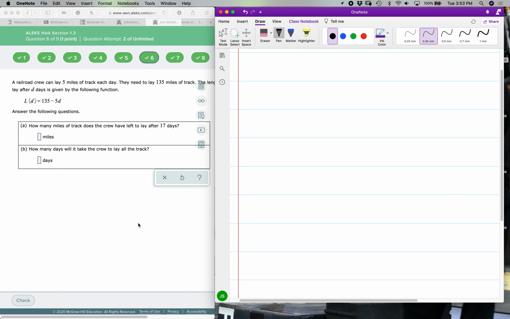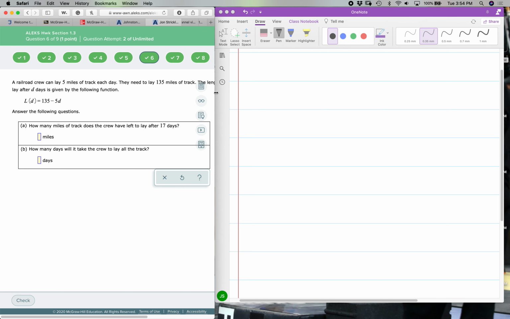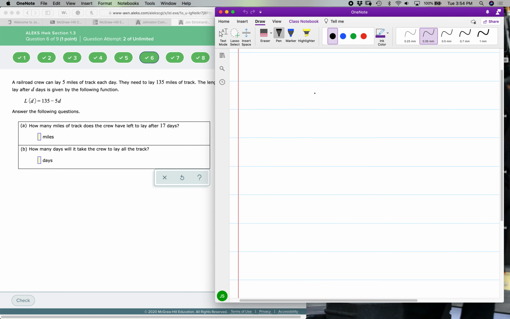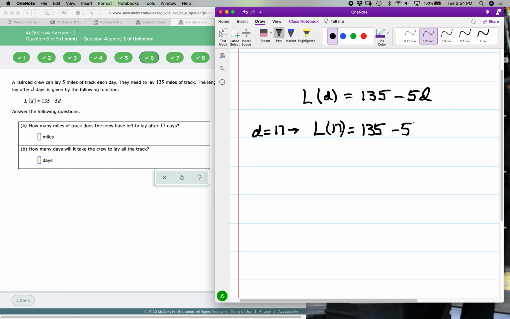Okay, for this problem, a railroad crew can lay 5 miles of track each day. They need to lay 135 miles of track, and the length L in miles that is left to lay after D number of days is given by the function L of D is equal to 135 minus 5D. Part A is asking how many miles of track the crew has left to lay after 17 days. So we have L of D equal to 135 minus 5D, and if D is equal to 17, we have L of 17, that is 17 days.